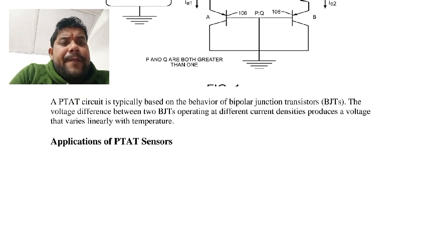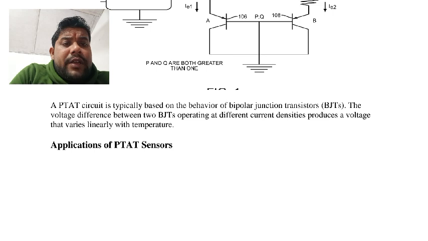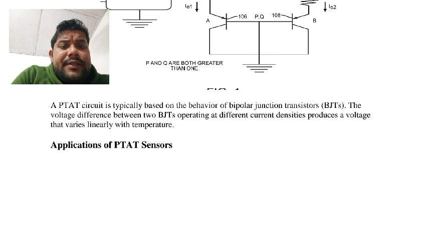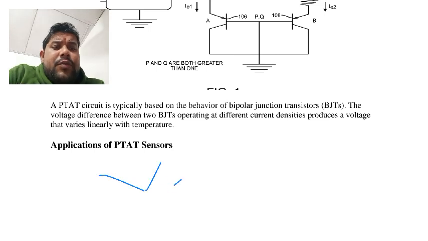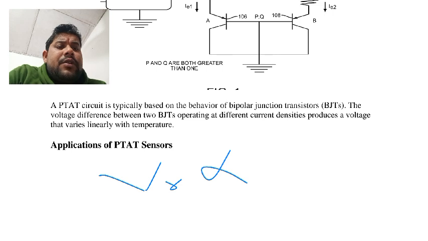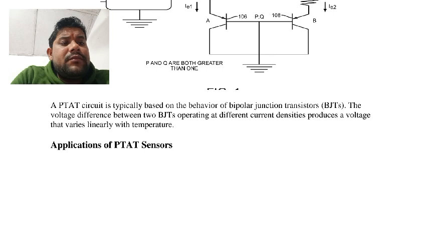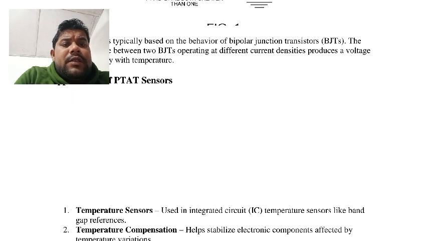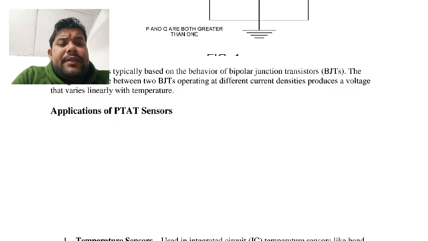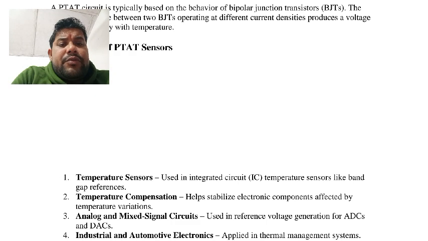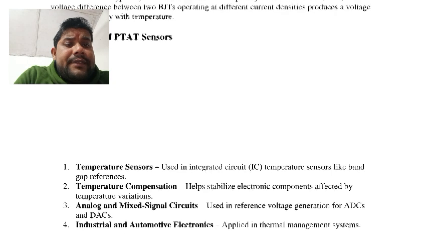That means the BJTs operating at different current densities produce a voltage that is directly proportional to temperature. So proportional to absolute temperature is used in temperature sensors in integrated circuits, ICs.